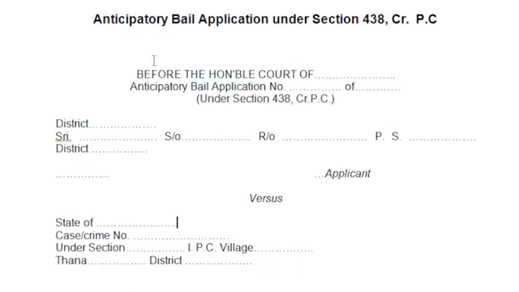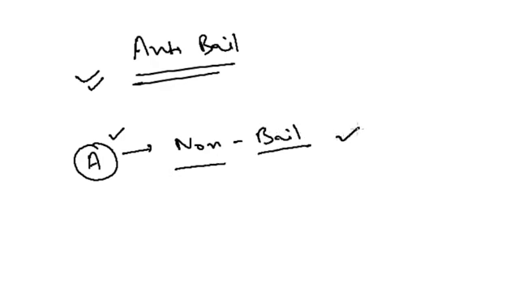First of all we have to understand what is anticipatory bail. Whenever we talk about anticipatory bail, we have to understand that if there is an accused person and in his mind there is apprehension that he has committed a non-bailable offense, now he can apply in High Court or in Court of Session.